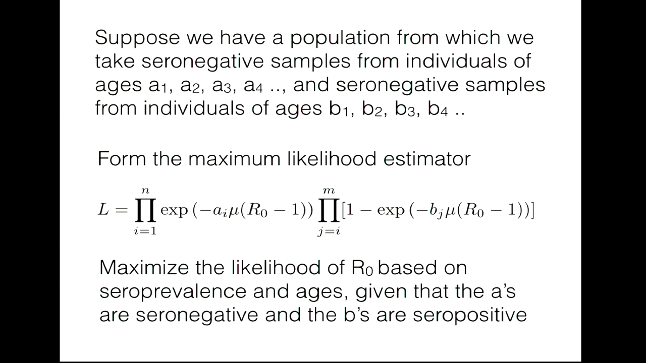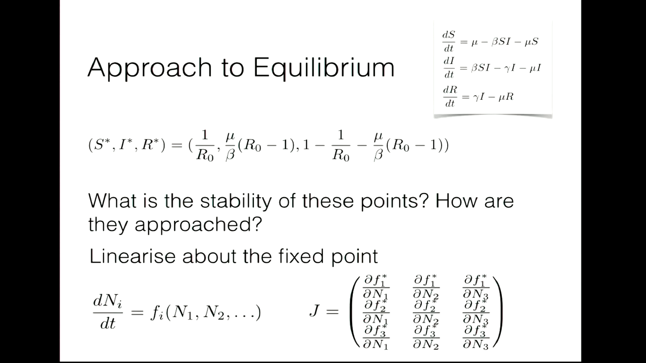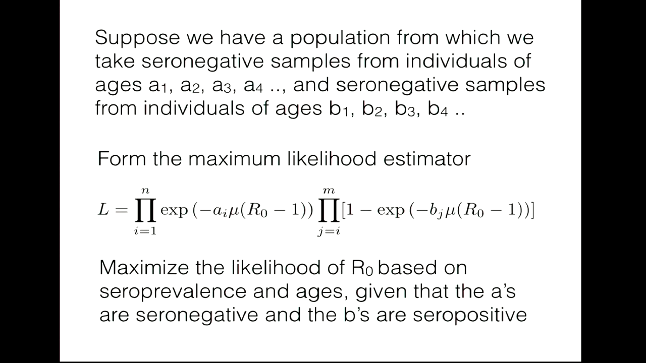So having defined a likelihood function with one variable parameter, which is R0, we can ask what is the R0 that best fits the data, in which you have a certain number of people who register seropositive and a certain number of people who register seronegative. So from there, you can estimate R0 by maximizing this likelihood and arrive at another independent estimate of R0.